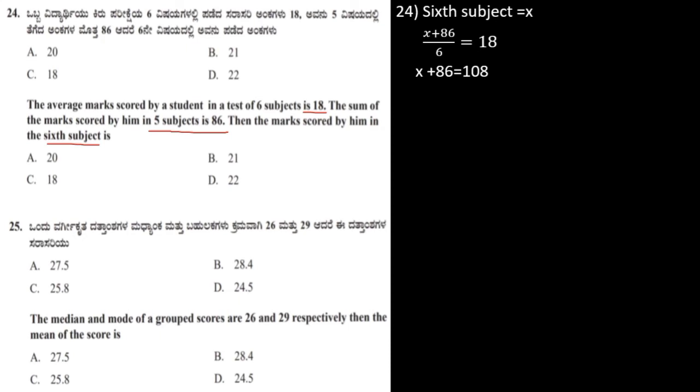Now we will take 86 this side. By subtracting this, we will get x is equals to 22. Therefore, option D, 22 is the correct answer.